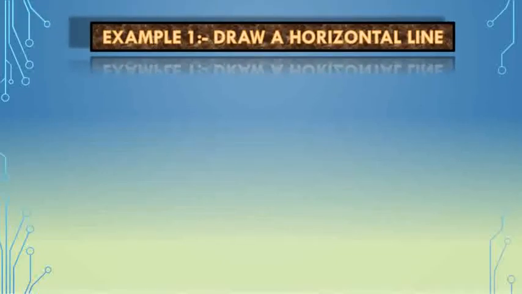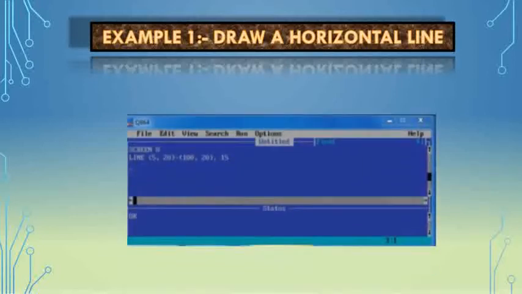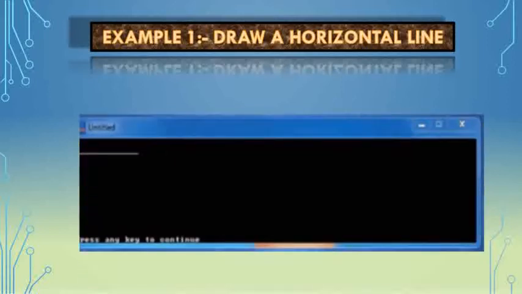Now let's see the first example where we are going to draw a horizontal line. In this, I have to draw a line whose starting point is 5, 20 and the ending point is 120, 20, and for that I am using color value 15. That means the line that is going to be drawn on my output screen is in white color. As you can see, a white line is drawn on my output screen.